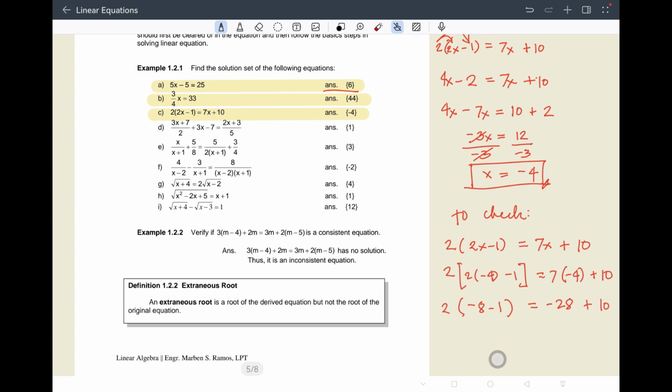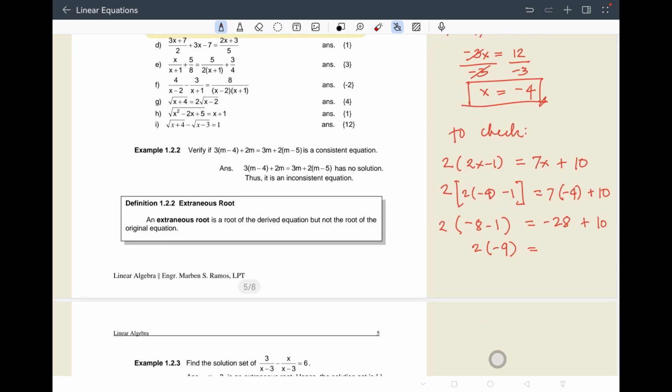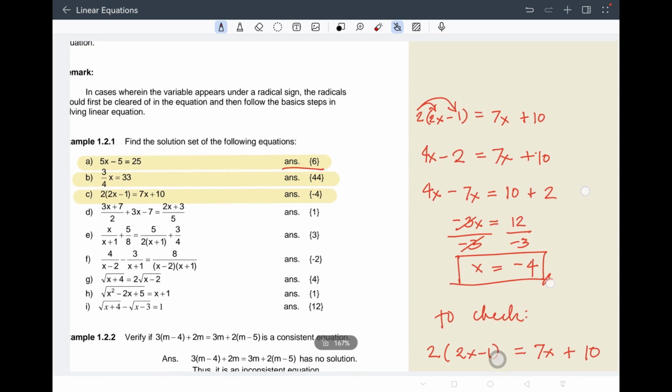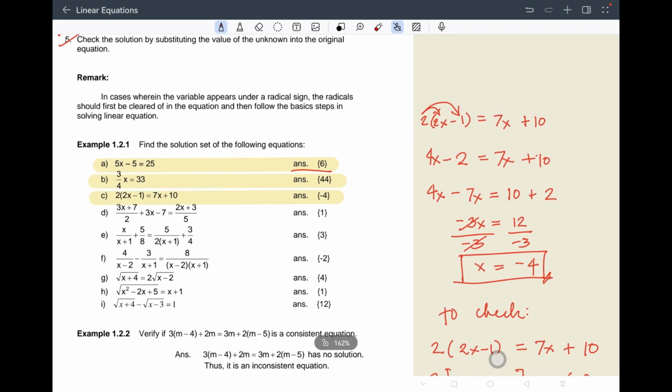and this will become 2 times negative 9. Negative 8 minus 1 is negative 9, is equal to negative 28 plus 10. This is negative 18. 2 times negative 9, negative 18 equals negative 18. Therefore, we are correct in our solution that x is equal to negative 4.